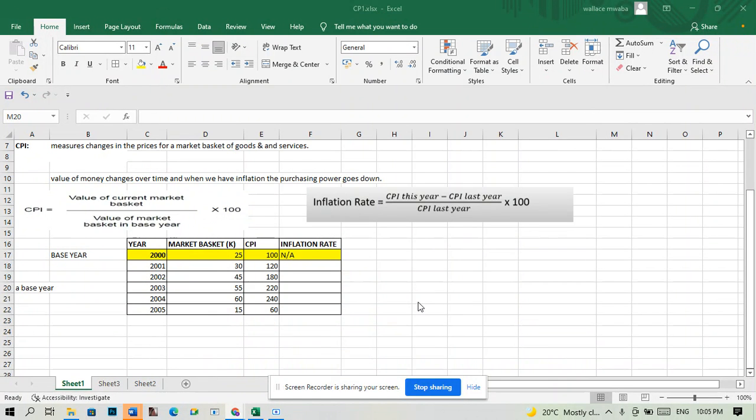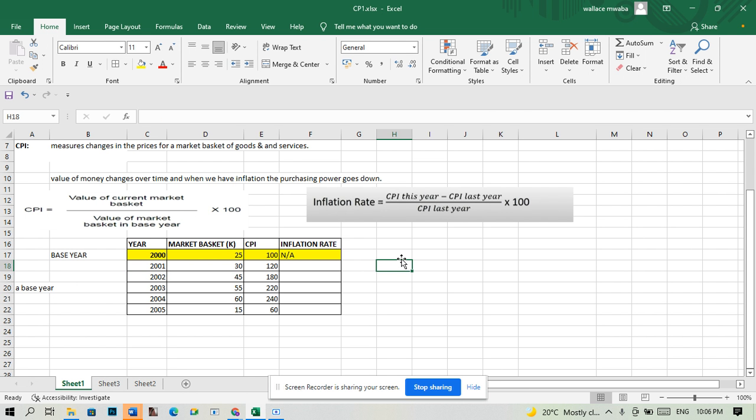Right now, we want to calculate the inflation rate. In this case, we're going to be comparing each year with its previous year to see if there's been an increase in prices or a decrease. So we're going to use this formula: the CPI of the current year minus the CPI of the previous year over the CPI of the previous year times 100. Let's find the inflation rate for the year 2001.